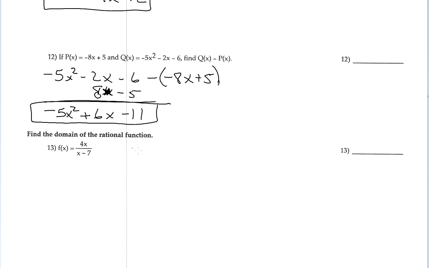Find the domain of the rational function. Well, I can see I've got a denominator. 7 will make a 0 in the denominator, so that can't be accepted, but all other numbers can. So I'll write as all real, comma, x does not equal 7. Okay, that's for the domain.